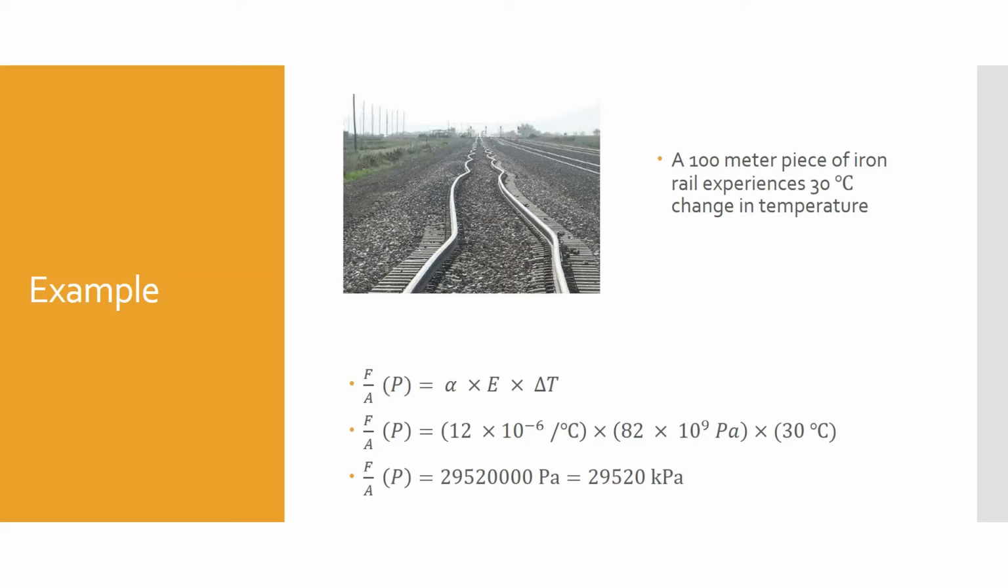So for example, the 100-meter piece of iron rail experiences a 30-degree change in temperature. Again, plugging in all the data from earlier along with the coefficient of linear expansion of iron, we find out that if the rail is not allowed to expand freely, the rail will experience 295,020 kilopascals of pressure.